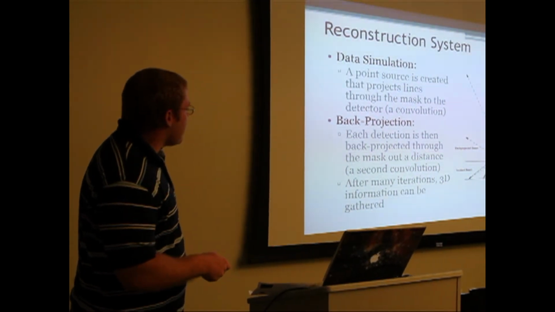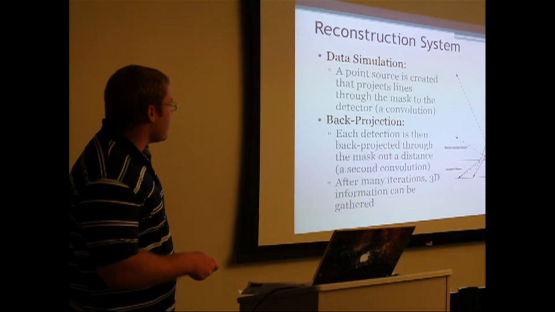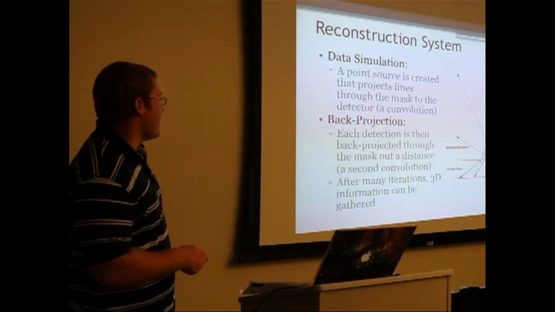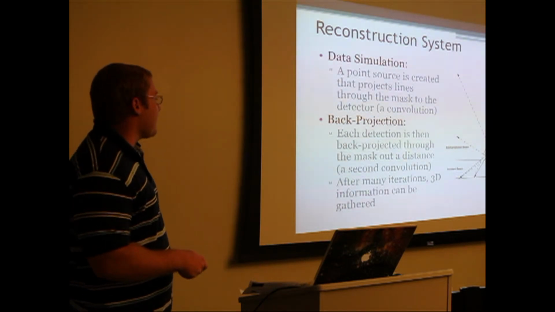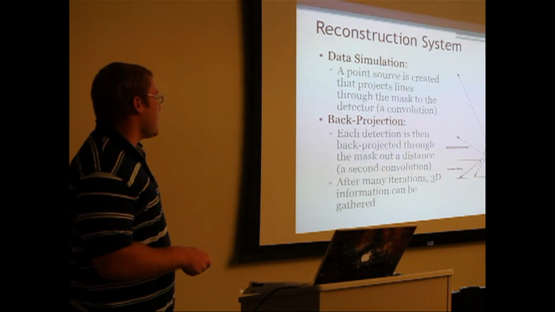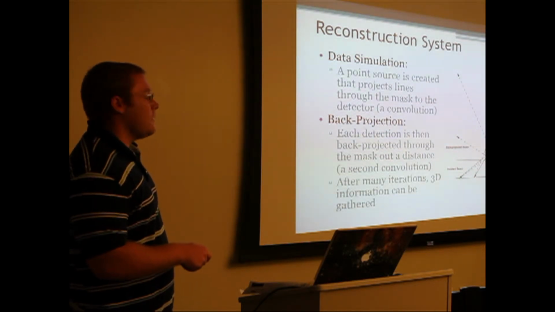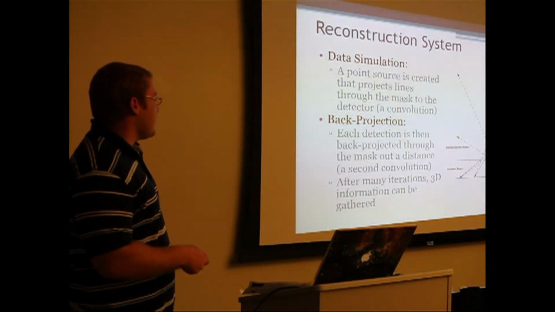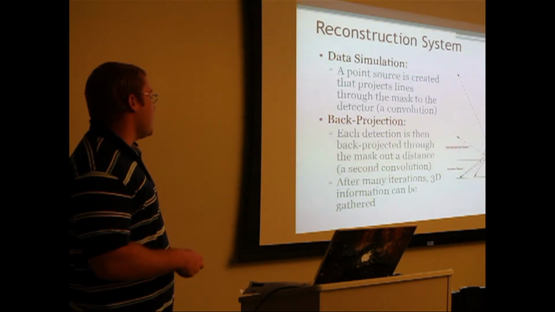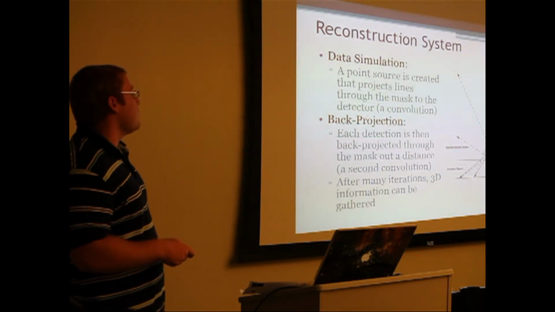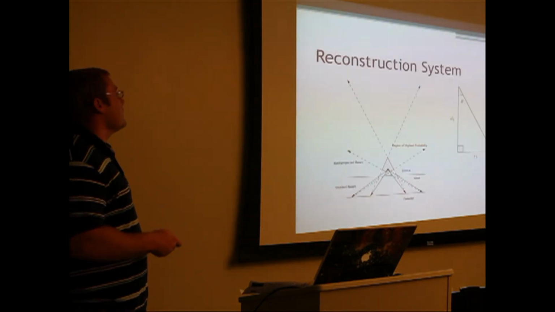So with that point source there, we project lines from that source to the detector. That would essentially be a manual convolution. And then with that, I'm going to back project the photons back, which is what these dashed lines are for. And so we can figure out where something is in X, Y, and Z. The more holes you get, the better this process is. And after many iterations, we can figure out where it is in 3D.